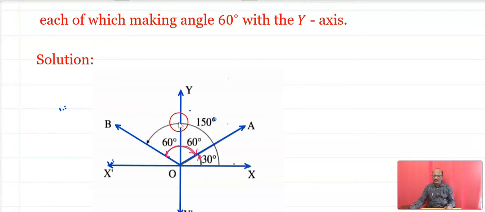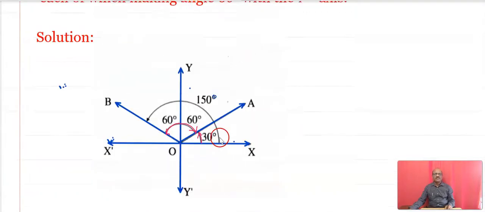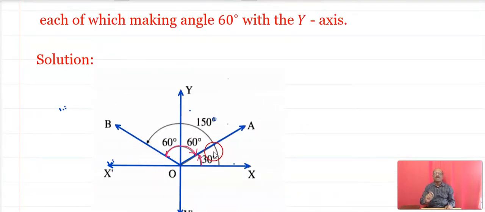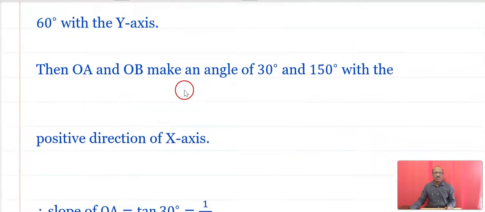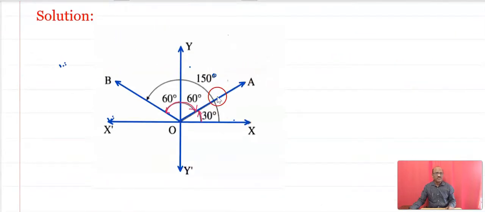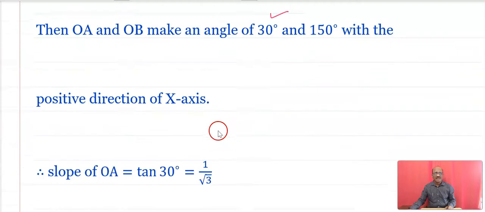How is it? This angle is 60 degree and the total measure is 90 degree. 90 plus 60 is 150, and 90 minus 60 is 30 degree. Therefore, OA and OB make angles of 30 degree and 150 degree in the positive direction of the x-axis. Let OA and OB be the lines through the origin that make an angle of 60 degree with the y-axis. Let OA and OB make angles of 30 degree and 150 degree with the positive direction of the x-axis.